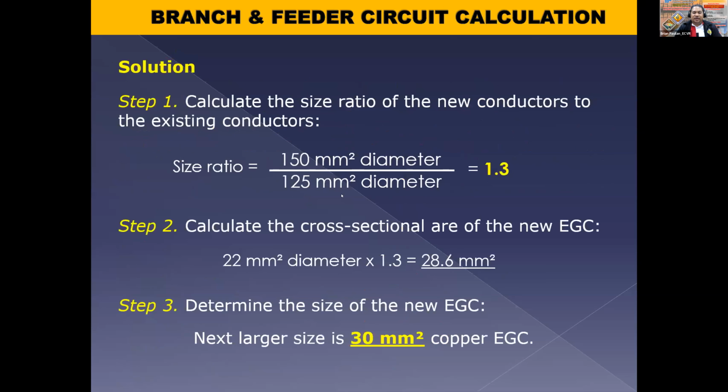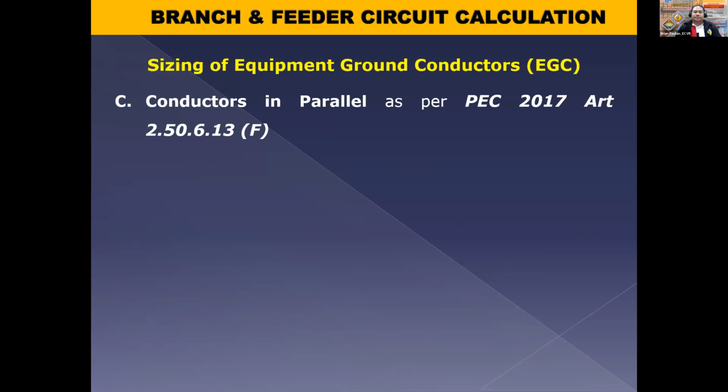So simple lang, ratio proportion. Magkano yung ratio between 150 and 125? Is 1.3 times. So times lang din sa 22 mm squared. So ang result natin is 28.6. So ano yung next nearest standard size? Is 30 mm squared. So from 22 mm squared, gawin na natin ng 30 mm squared, no? Just in case mag-increase yung circuit natin. Okay? Or look at the table, no?